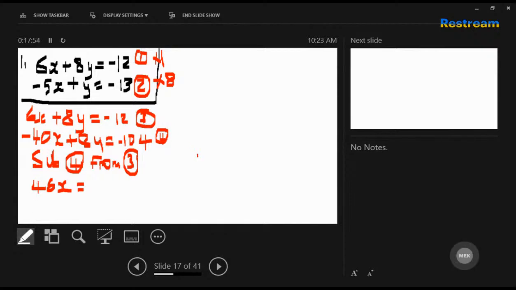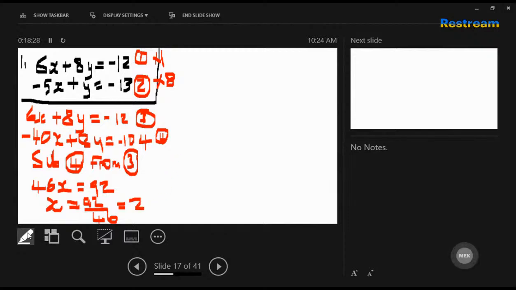So negative 12 minus negative 104, which is the same as negative 12 plus 104, sorry. And that's going to give 92. So x would be 92 divided by 46, which is 2.